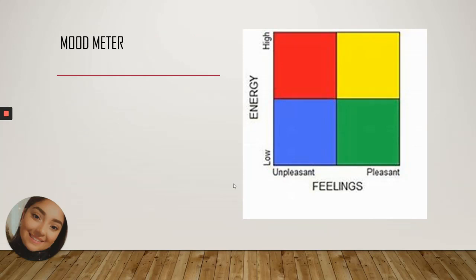So, to know a little more about the mood meter, the red color is a representation of unpleasant and high energy. It mostly represents or is represented by anger or when you're afraid.